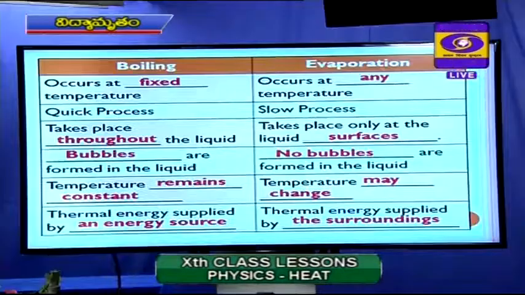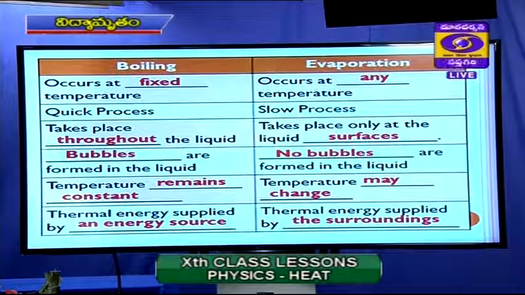The differences between evaporation and boiling. Evaporation will take place at any temperature. If they ask you the differences between boiling and evaporation, first of all you have to write down the differences. The definition you can write: boiling, the process of conversion of liquid to gas at the boiling point only. Here evaporation, the process of conversion of liquid to gas at any temperature. This is a quick process and this is a slow process, and boiling is the bulk phenomena and evaporation is the surface phenomena.